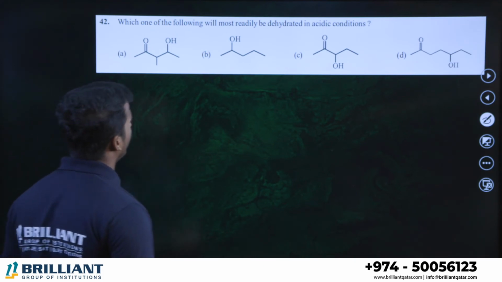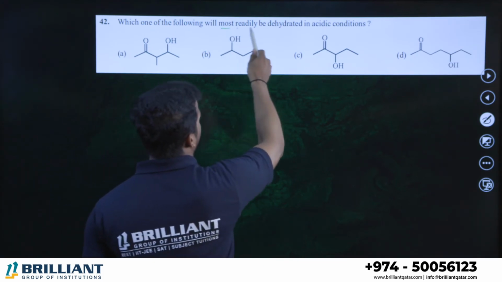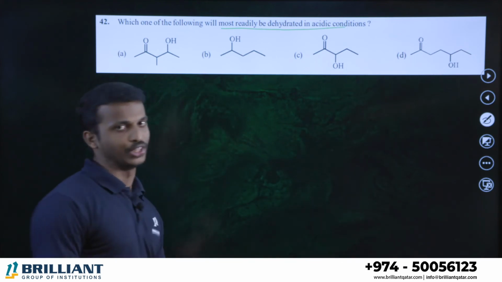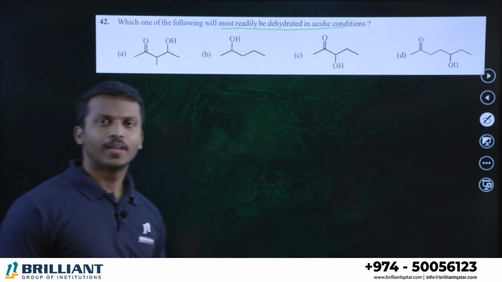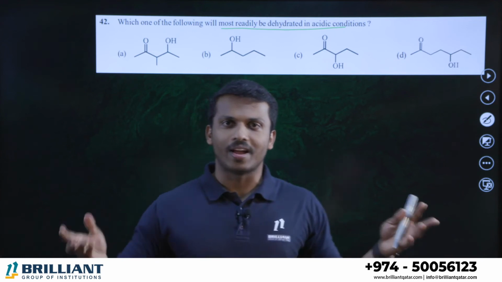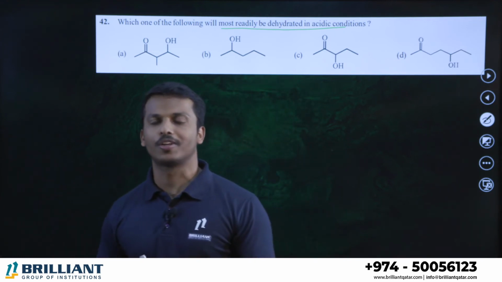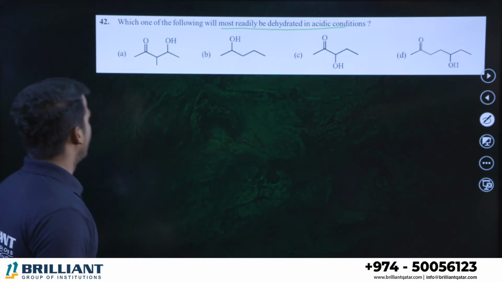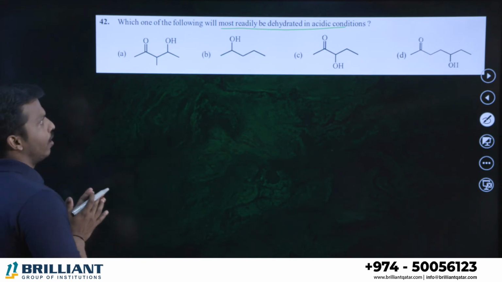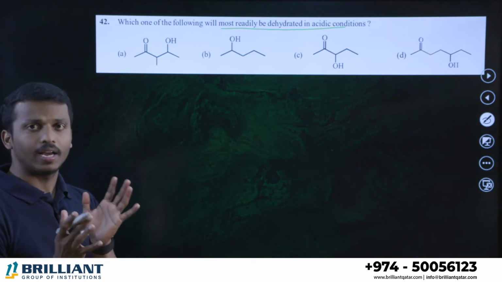Which one of the following will most readily be dehydrated in acidic condition? I think all are alcohols. You know, alcohols can undergo dehydration, meaning elimination of water. It will give you an alkene. What is it simply? A beta elimination.